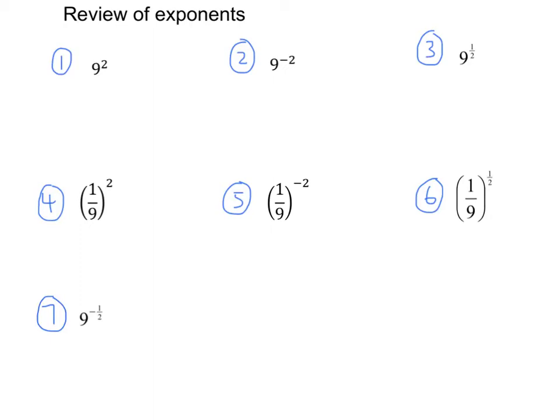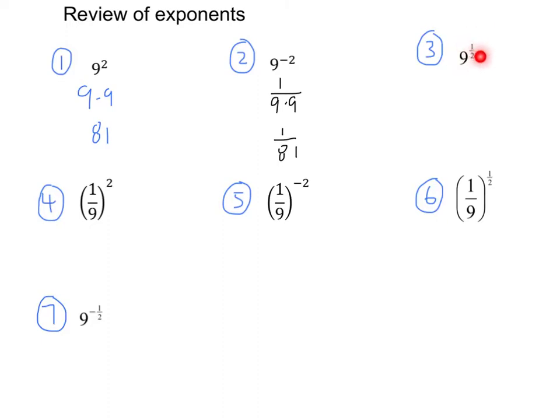Alright, so let's see how you did, and remember, we're doing this so that you will be successful with your exponents. Okay, so 9 squared, that should be 9 times 9, which we know is 81. 9 to the negative second power. When we have a negative power, that means we're doing the opposite. So instead of multiplying 9 2 times, we're really dividing by 9 2 times. So this is 1 divided by 9 times 9, so 1 over 81.